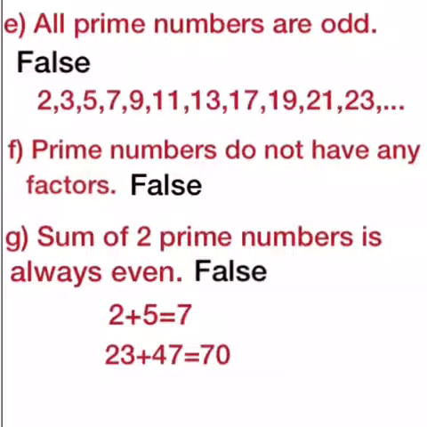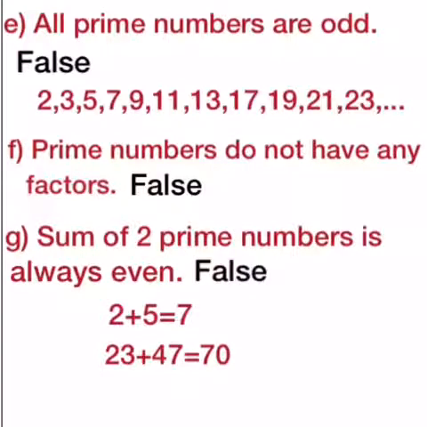Children, now we have one statement, the sum of 2 prime numbers is always even. That means if we add any 2 prime numbers, their sum, their result will be even. This statement is also false, because you can see here that we have 2 prime numbers, 2 and 5. When they are added, we get 7, which is an odd number. But when we add 2 prime numbers, 23 and 47, the answer is 70, which is an even number. So it is not necessary that when we add any 2 prime numbers, the result will always be an even number.